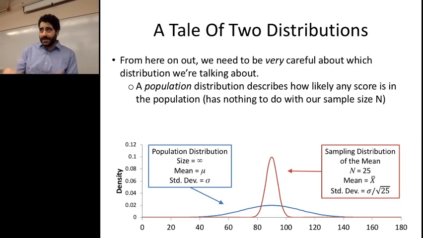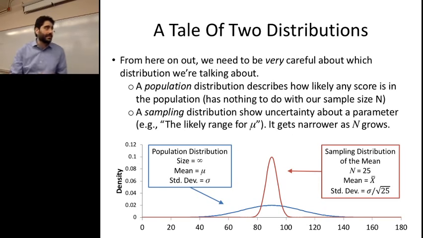But now we're also talking about this other distribution, which is the sampling distribution. And here we're talking about the sampling distribution of the mean, although it could be for other types of descriptive statistics too. The sampling distribution of the mean says if we take a data set of 25 points and compute the mean of those 25 points, what values is that mean in our sample likely to have?